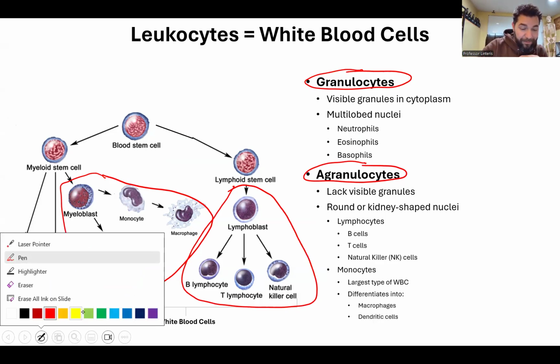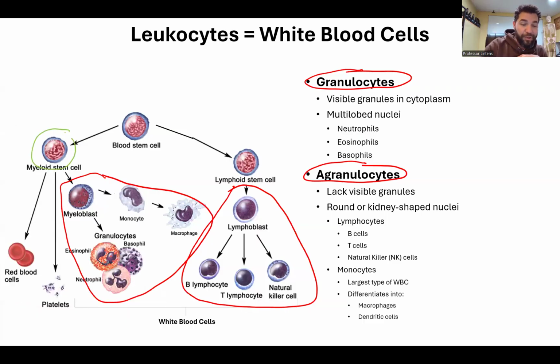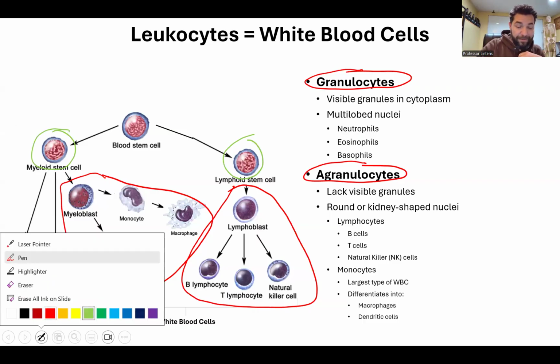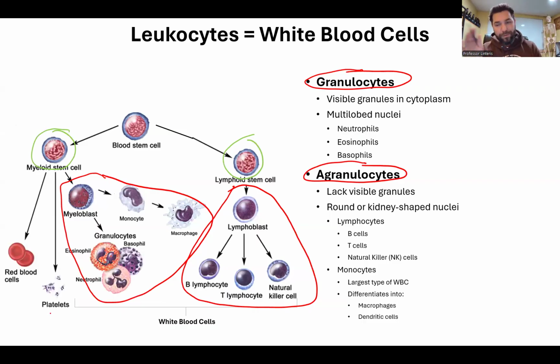Before we even do that, we should mention that we have two types of stem cells that branch off the blood stem cell. We have myeloid stem cells, which will turn into red blood cells, platelets, and the granulocytes. And then we have lymphoid stem cells that will turn into all your lymph stuff, right? B lymphocytes, T lymphocytes, natural killer cells. So we're done with the red blood cells. Well, we'll talk about platelets in a little bit.